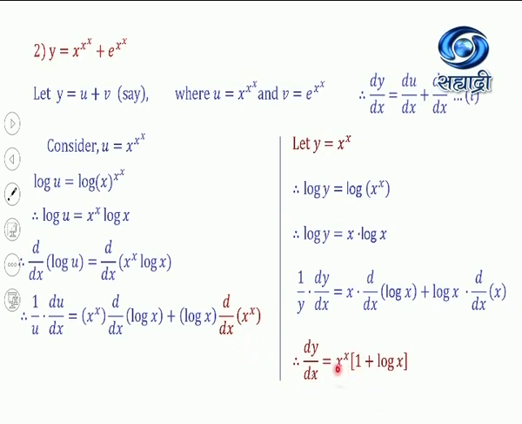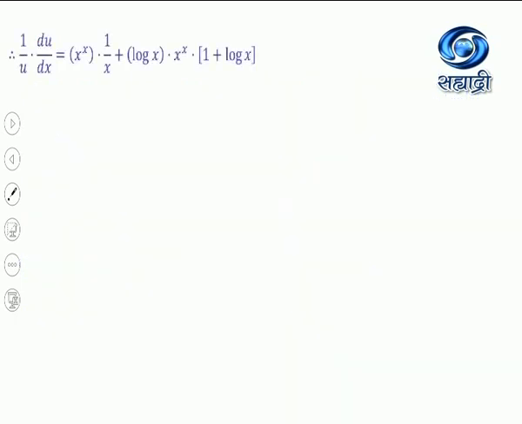Now we solve this example, as in the previous example also. Our next step is 1 upon u into du by dx equals x to the power x as it is, times the derivative of log x, which is 1 upon x, plus log x, and here I write the derivative of x raised to x as this. So we write here into x raised to x into 1 plus log x. Now this is our previous step.